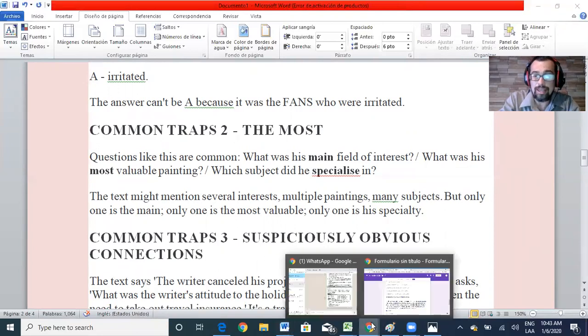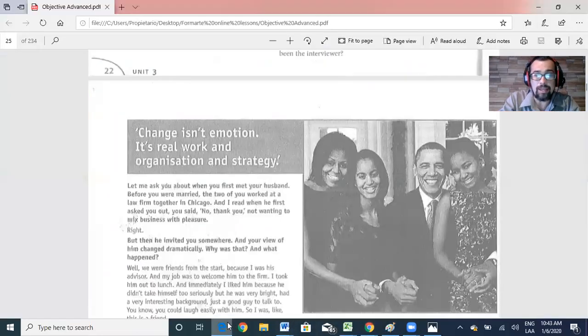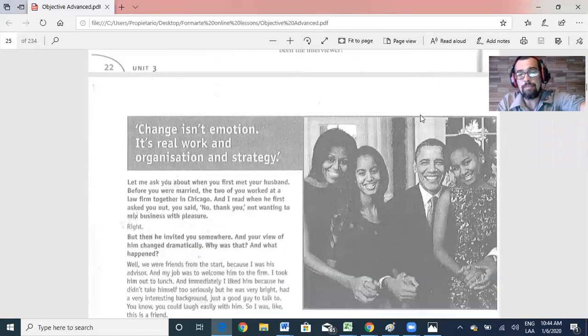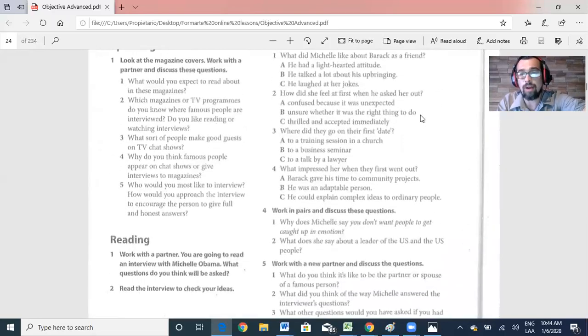For example, here in the text, the first question says, what did Michelle like about Barack as a friend? Okay, so here we need to focus on the most important part: as a friend, right? Because maybe in the text you're going to see that she liked him about that, but when he was in office, right? So no, it's not when he was in office. No, it's when they were just friends, right? As a friend. So that's what we really need to focus on in these paragraphs and in this part 5 of the test.